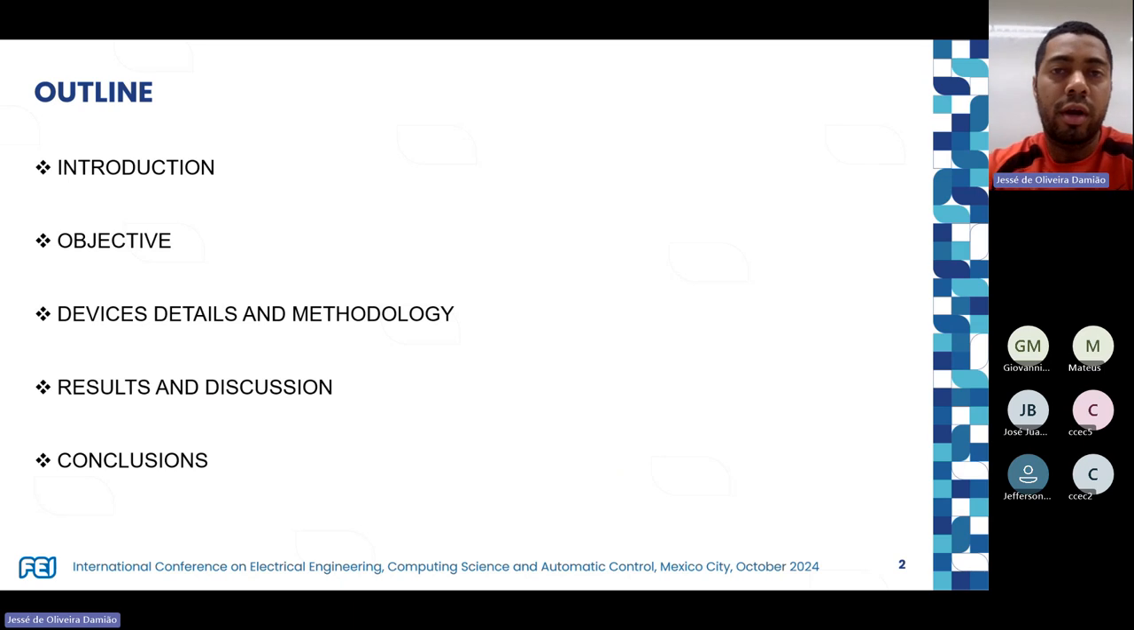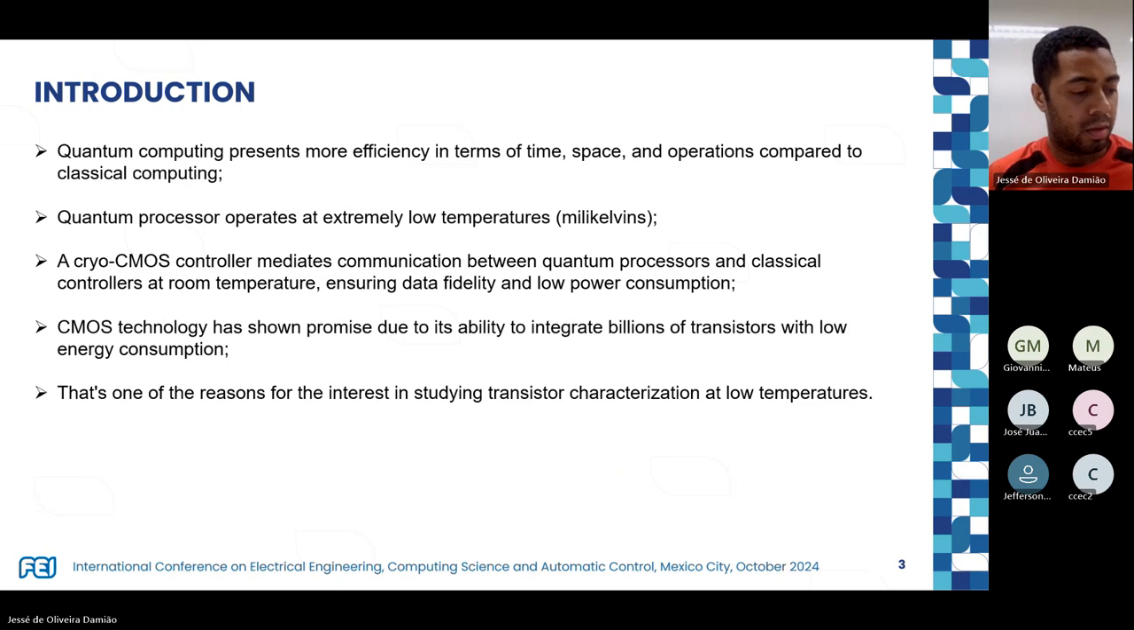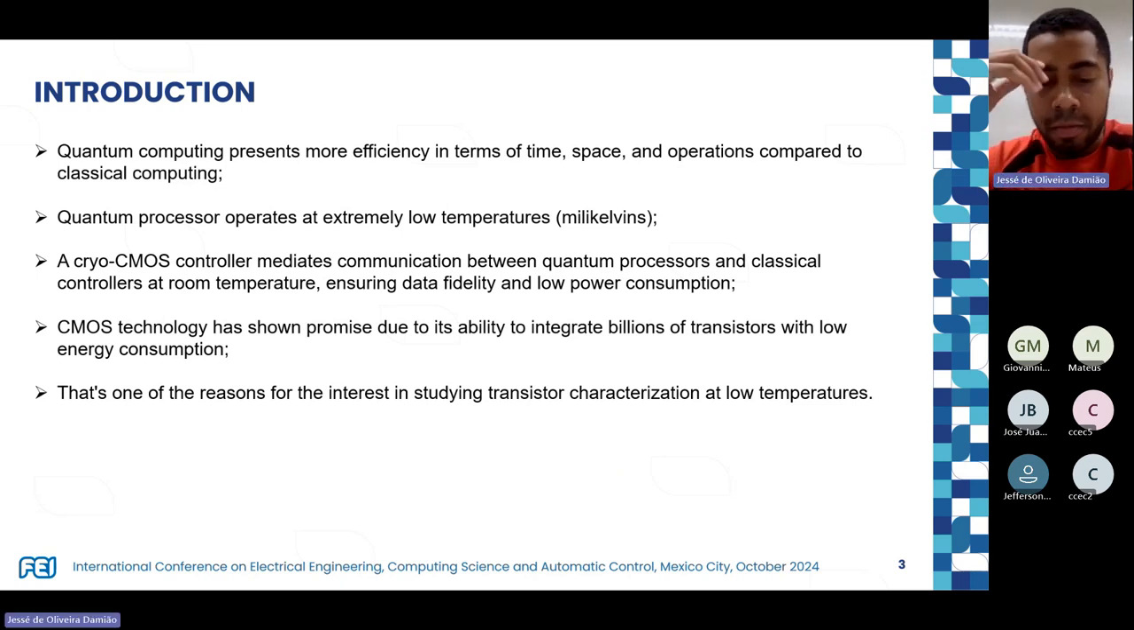Well, this work is divided into five parts: introduction, objective, device details and methodology, followed by results and discussion, and finally, conclusions. One of the most interesting applications of cryogenic electronics is quantum computing. Quantum computing presents more efficiency in terms of time, space, and operations compared to classical computing.